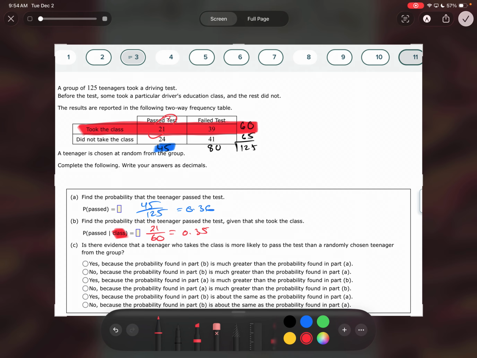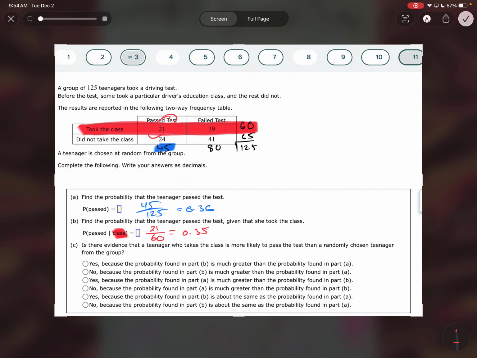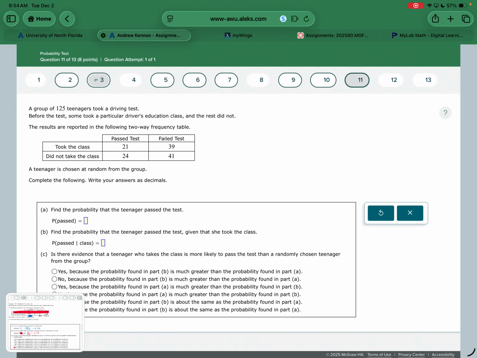Okay, so what this is showing you here is the people that passed the test was about 36%. The people who took the class and then passed the test was about 35%. So that tells me that the class was useless because it was independent. It doesn't matter. So we would say, is there evidence a teenager who takes the class is more likely to pass the test? And I would say no, because they are about the same. If those numbers were way different, I would say yes, and that would show that the class is useful. Well, this shows me that the class is not useful. Just let me take the test.